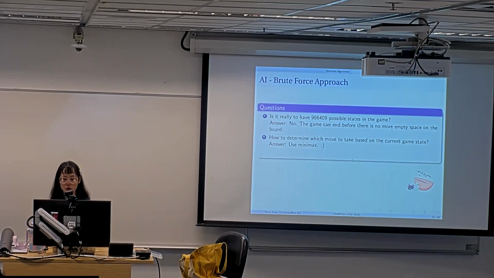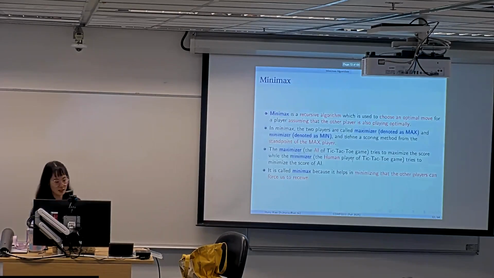Then how do we determine which move to take based on the current game state if we have such a super big game tree? The answer is to use Minimax to perform such a brute force search. So let's see what Minimax is. Minimax is a recursive algorithm.